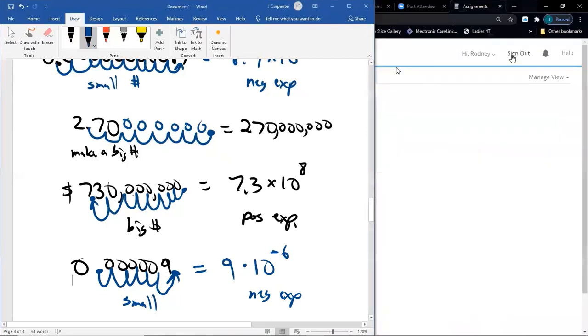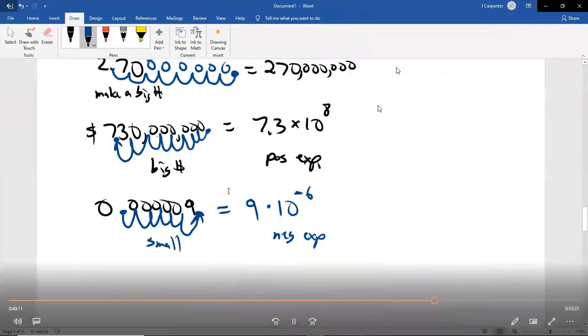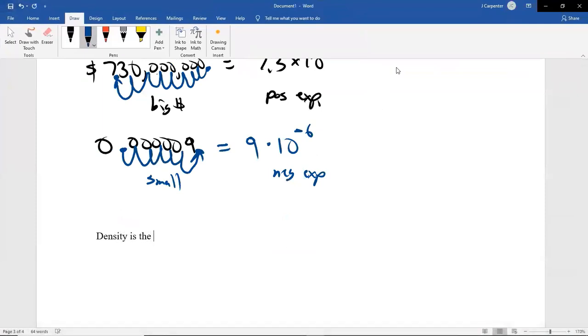So what we'll do is we'll do a couple density problems and we'll call it a day. So we'll take maybe another 10 minutes. As a reminder, density is the ratio of either mass to volume, or when we're being a little more lenient, weight to volume. Again, weight and mass are not technically the same thing, but in a quantitative reasoning sense, they're interchangeable.